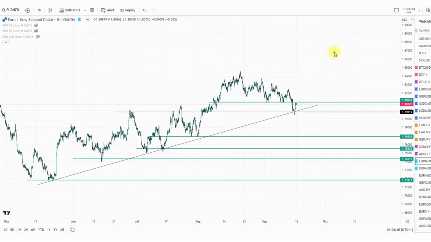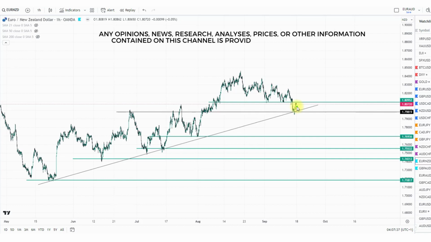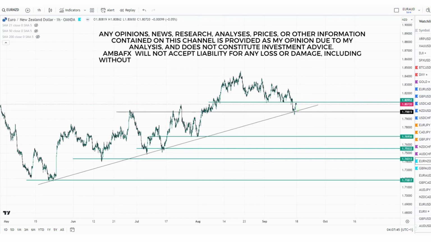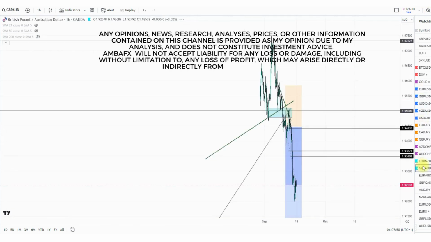So my bias on EUR USD is to the upside, as price may actually retest this area, then probably break this to the upside. If price goes below 1.79819, I will not be looking to take a buy position on EUR USD. But if price stays above it, then I'll be looking to take a buy position on EUR USD. I'm talking about the buy position right here. If price stays above 1.79819, I'll be looking to take a buy setup on EUR USD. But if price goes below that level, then I will not be looking to take a buy position on EUR USD.